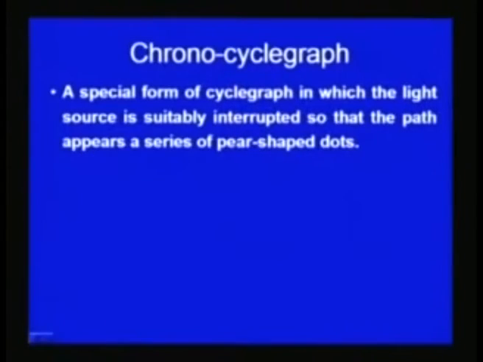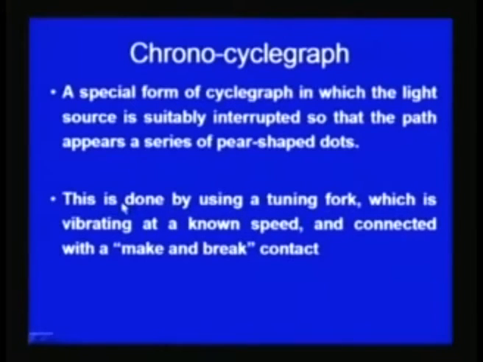It is a special form of the cycle graph in which the light source is suitably interrupted, so that the path appears as pear shaped dots. The light source indicates the path in which the body parts are moving, but that path will appear in the form of pear shaped dots. These pear shaped dots are obtained because of interruption in the light source, and that interruption is obtained by a tuning fork which is vibrating at a known speed and connected with a make and break contact.